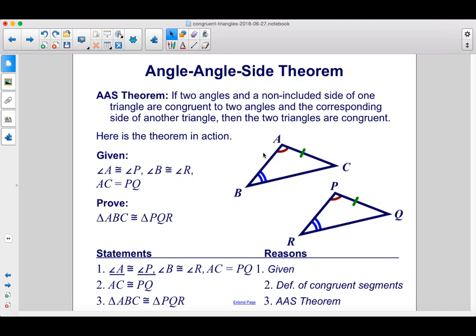Given that angle A is congruent to angle P, angle B is congruent to angle R, and AC equals PQ, prove that the triangles are congruent. Alright, so we begin with our given information. We see that AC is congruent to PQ, therefore the triangles are congruent due to the angle, side theorem. Angle, side.